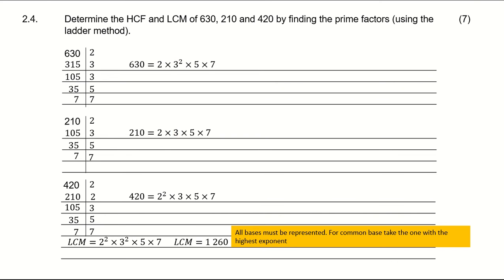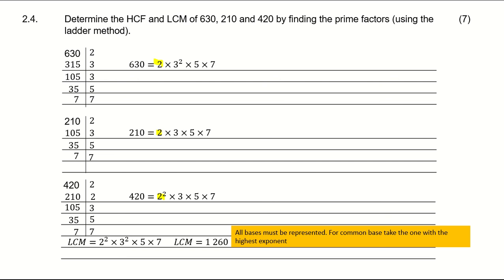Now is 2 a common base? It's there, it's there, it's there. So 2 will be part of your HCF, but you only take 2 with the lowest exponent. It'll therefore be 2 to the exponent of 1.